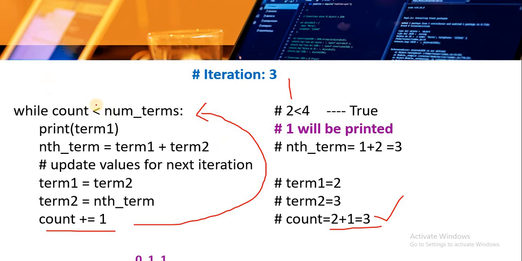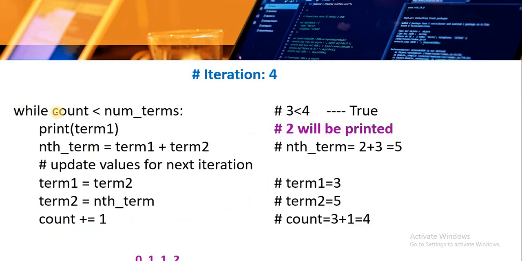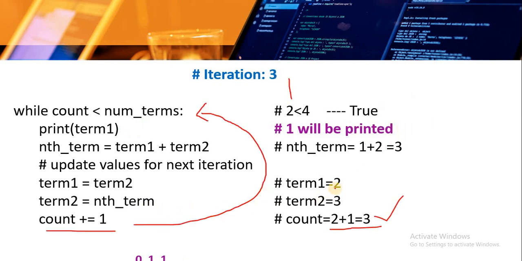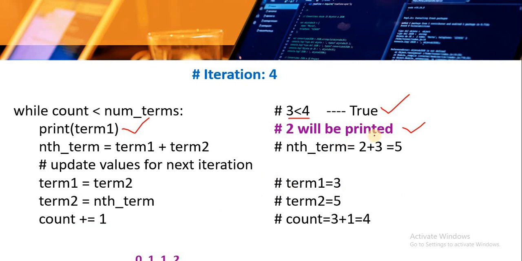Whenever the condition becomes false, then only the control comes out from that loop. Iteration 4. In the previous iteration count value was 3, so with that value we need to check iteration 4. 3 less than 4, true. So as usual, if the condition is true, the control enters into the loop. Term 1 value will be printed, that is 2. In the previous iteration, term 1 value was 2, so that will be printed.